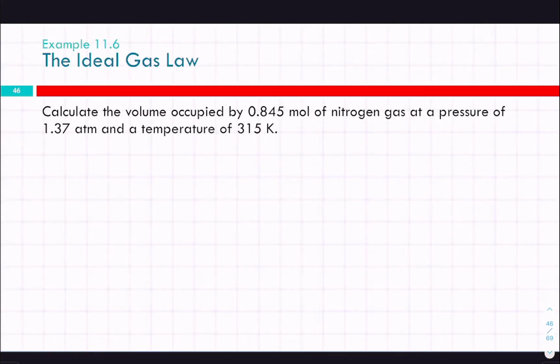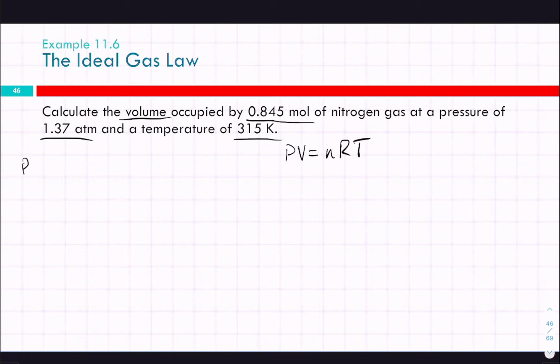But let's do an example just using the ideal gas law. So PV equals nRT. And also, these are going to be like the simple gas laws. It's just a matter of figuring out which equation to use and then rearranging it correctly for the variable you're looking for. So we want to calculate the volume occupied by 0.845 moles of nitrogen gas at a pressure of 1.37 atmospheres and a temperature of 315 Kelvin.